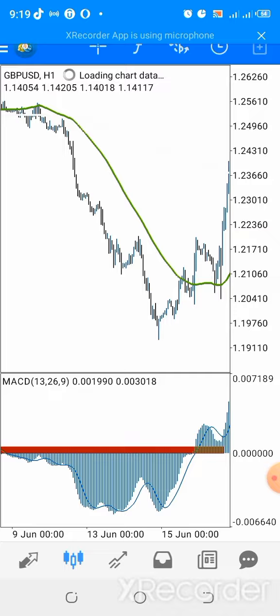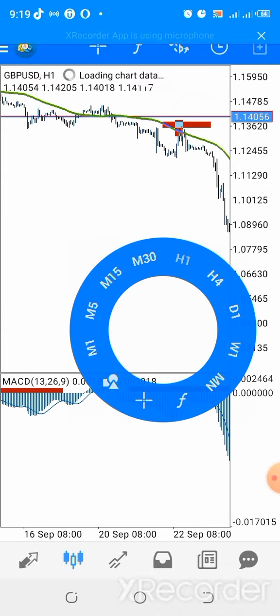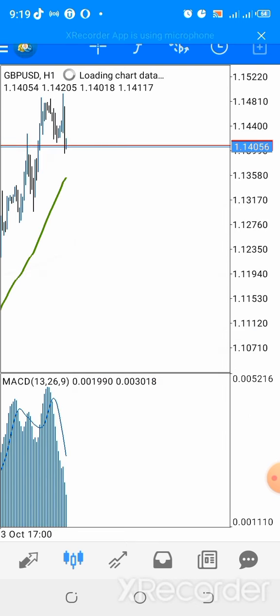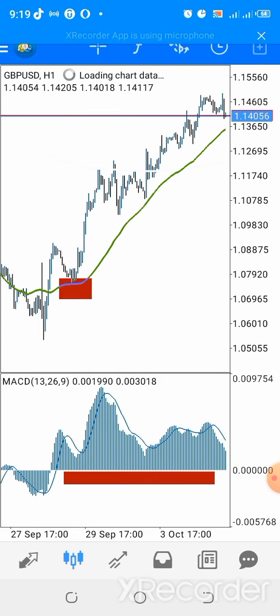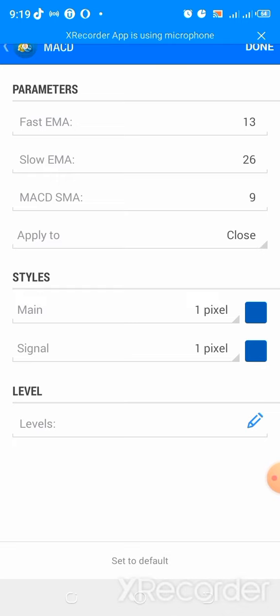So when you click done, the next step is to add the MACD. All of these settings are already on my YouTube channel, on my other videos. So take note of the settings I'm showing you right now, please. The fast EMA 13, slow EMA 26, MACD SMA 9, apply to close, 1 pixel, signal 1 pixel, same color. Levels, you don't need the levels. Done.